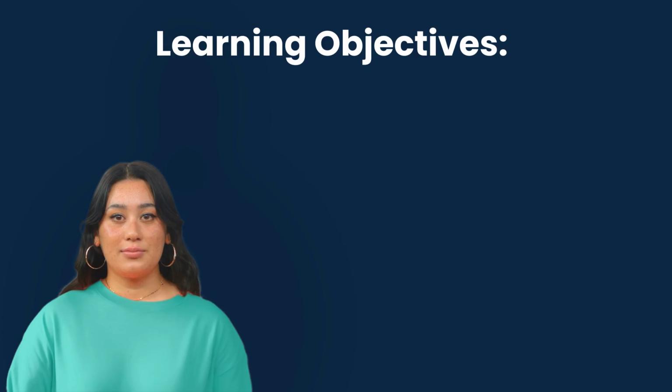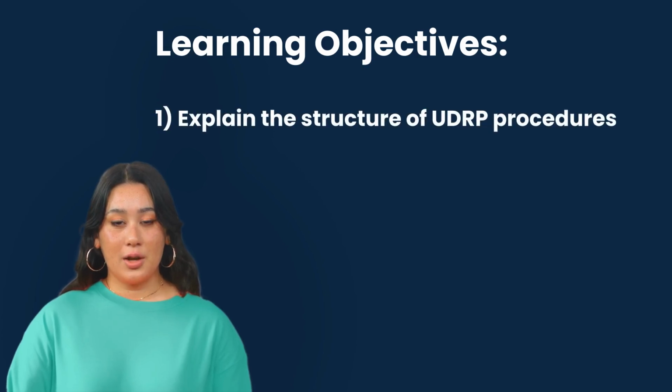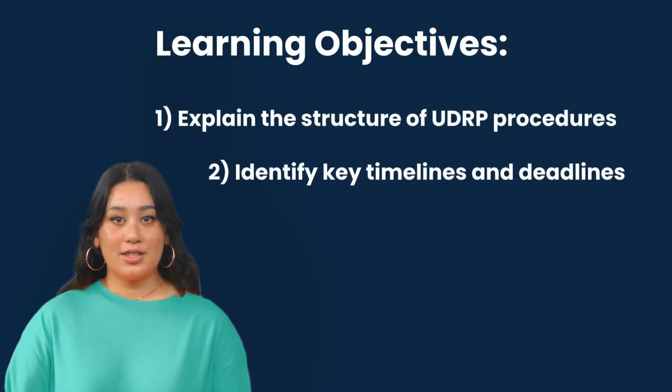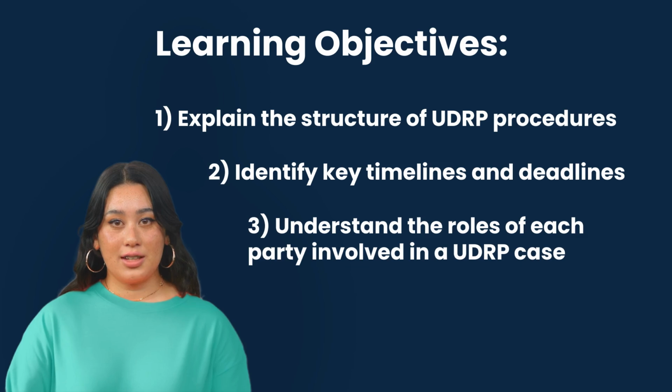By the end of this lesson, you'll be able to do 3 important things. First, explain the structure of the UDRP process. Second, identify the key deadlines and timelines involved. And third, understand the roles of the different parties involved in a UDRP case. Let's begin.